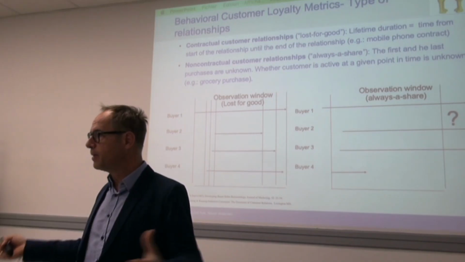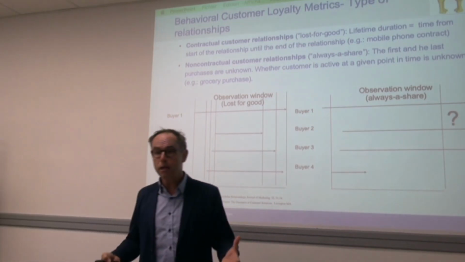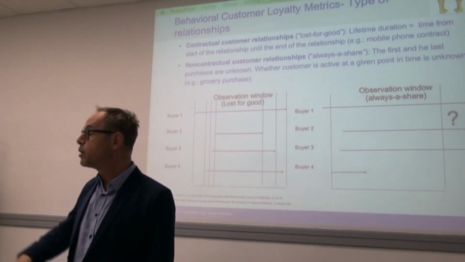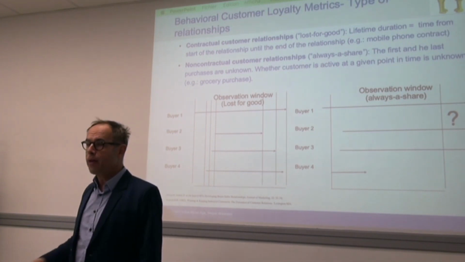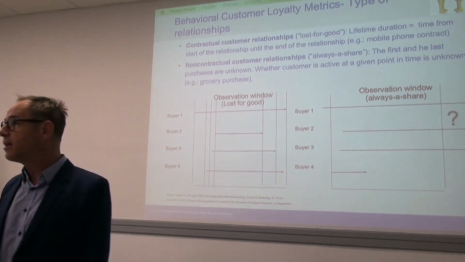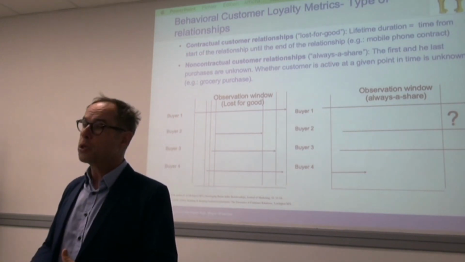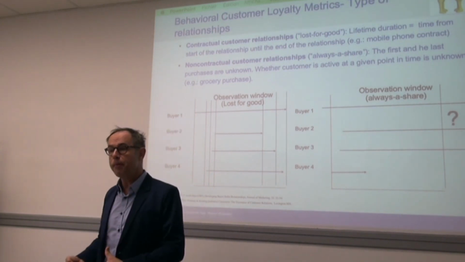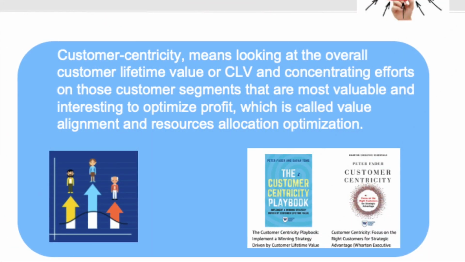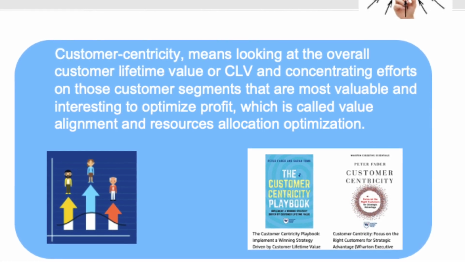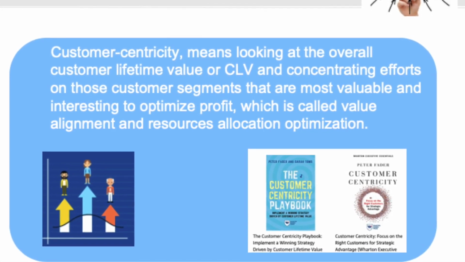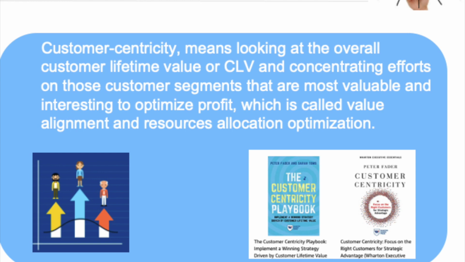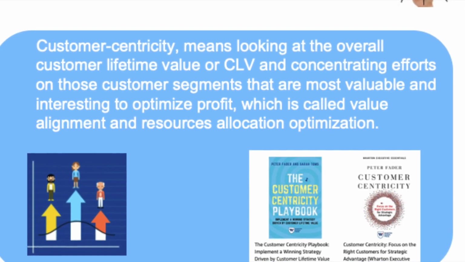This is one-to-one. There are algorithms, artificial intelligence, that will show you the customers in danger of defection, to whom you have to apply loyalty marketing. They will calculate which customers are worthwhile to make loyal. You have assets which generate cash flow and have potential, and according to the cash flow and the potential, you will keep them or you will abandon them. This brings me back to the term customer centricity. Reactivation means looking at the overall customer lifetime value, or CLV, and concentrating efforts on those customer segments that are most valuable and interesting to optimize profit.